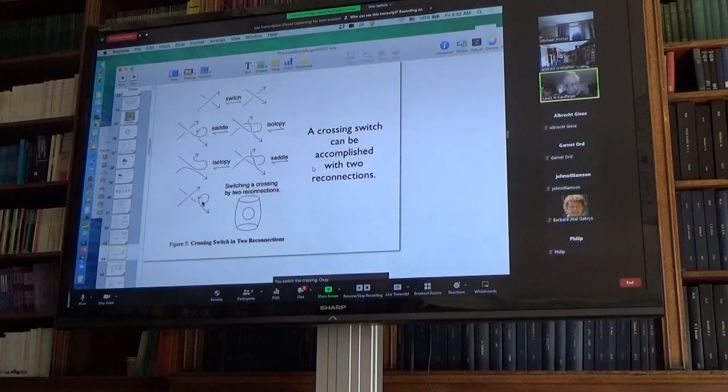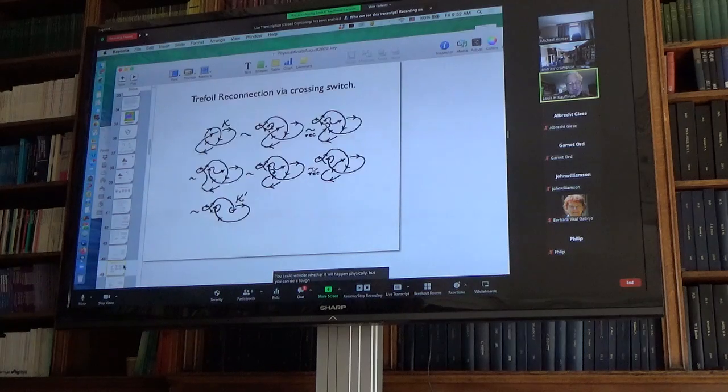Okay? So you can do that topologically. You could wonder whether it will happen physically, but you can do it topologically. And that means that you could, if you wanted to, get the trefoil reconnection by doing a crossing switch. For example, you could put in a little extra curling in the trefoil, then go through a reconnection, then pull that back and push it underneath and go through a reconnection, and lo and behold, it's unknot.